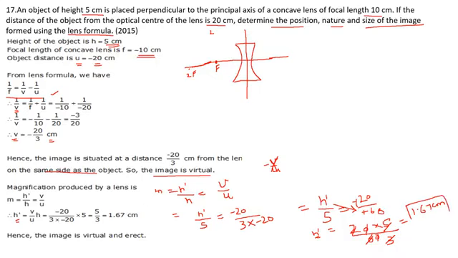So this clearly shows that the image is virtual, it is erect. Magnification is positive, right? So whenever you get positive magnification, that means the image is virtual and erect. Because it is virtual, it has to be erect, and it is more than the size of the object. Okay, so this is how we have to do this sum.